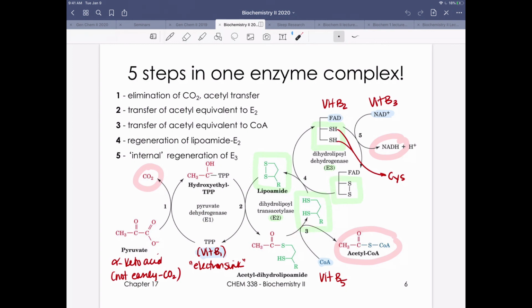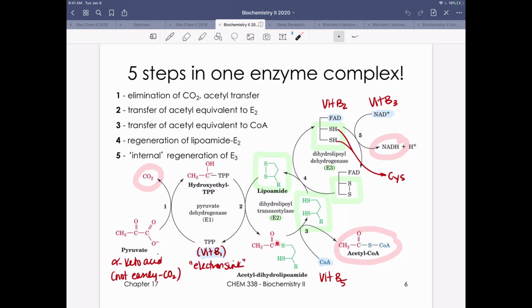Moving to step 3 now, this long lipoamide arm, which has the 2 carbon group that's attached to it via this thioester bond, is going to do a trans-thioesterification reaction. Essentially, it's going to be transferring this acetyl group to another sulfur atom. Remember, CoA is really CoASH.